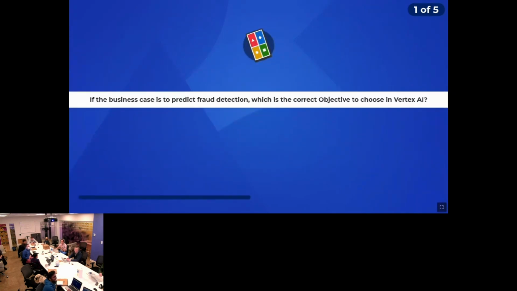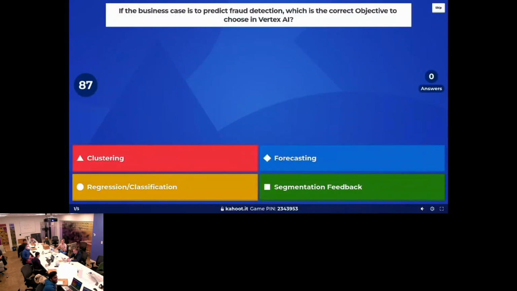If the business case is to predict fraud detection, which is the correct objective to choose in Vertex AI? Clustering, forecasting, regression, classification, segmentation, feedback. And you have 90 precious seconds. So you're saying I want to look at something and tell you if it's fraudulent or not. Okay.